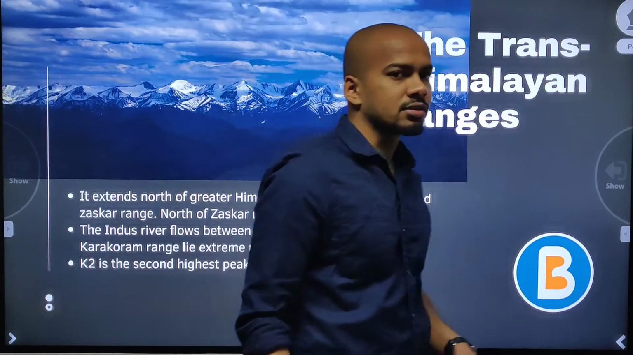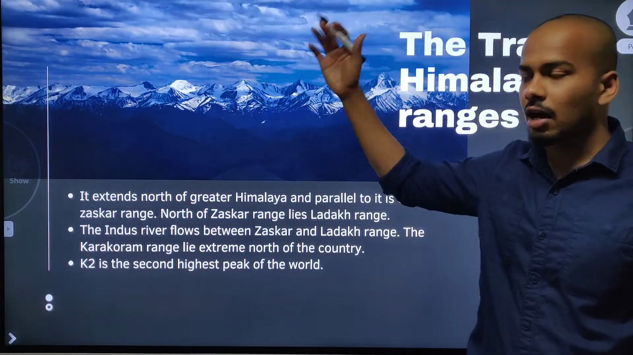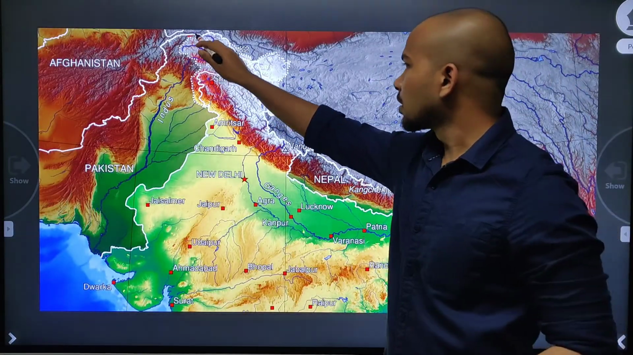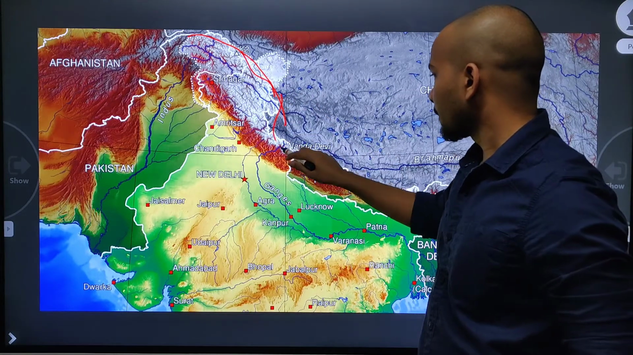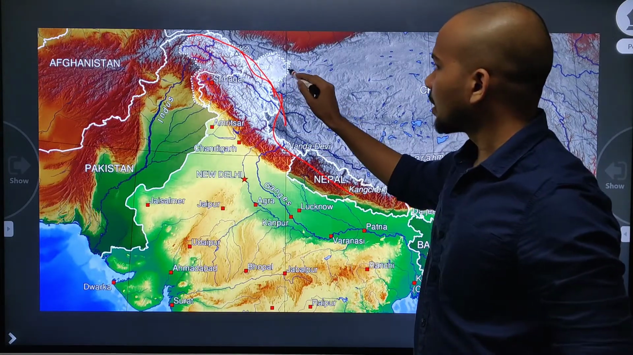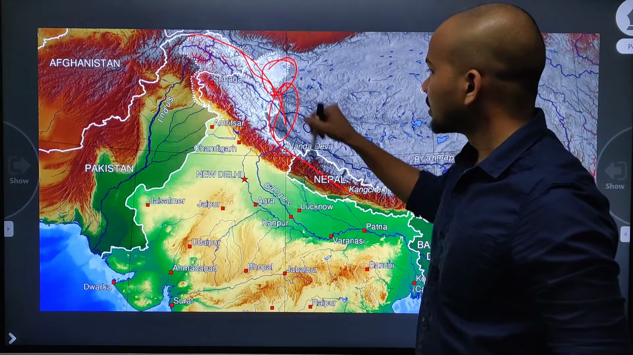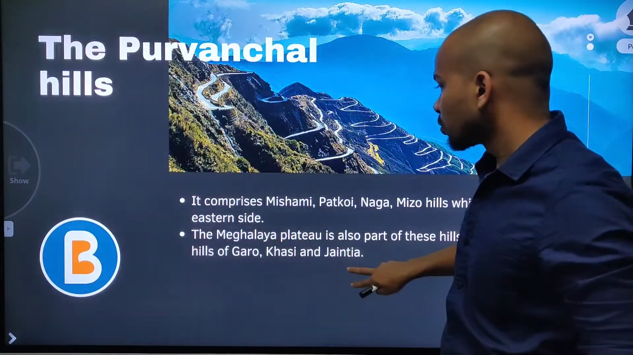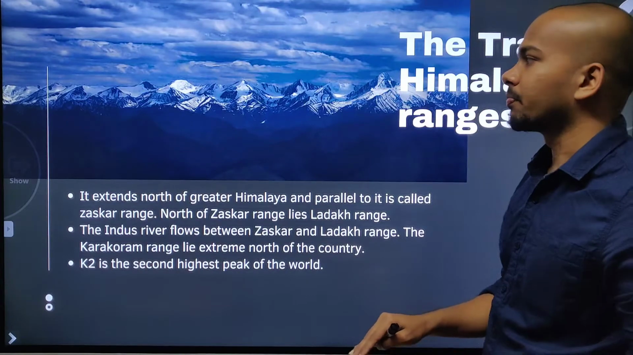Now the Trans Himalayas, what lies beyond Himalayas? The northern area, see here you can see if this is Greater Himalayas, okay. What lies beyond that? The Ladakh area, the southern part of Tibet. This area will form part of Trans Himalayas. So their altitude will be lower than the Greater Himalayas.